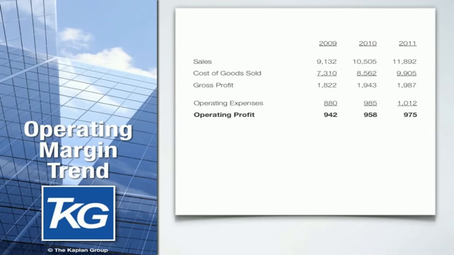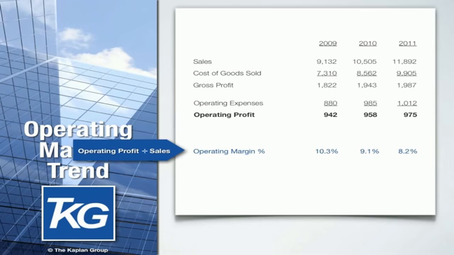Now let's take a look at perhaps the most important margin item, which is operating margin. And in this case, we again see that operating profit was going up each year by small amounts, but the actual operating margin was going down from 10% to 9% and down to 8%. Now we can see that most of this is really driven by the gross margin, which was declining, and that's what's causing the operating margin to decline.